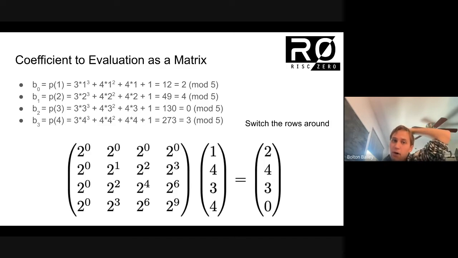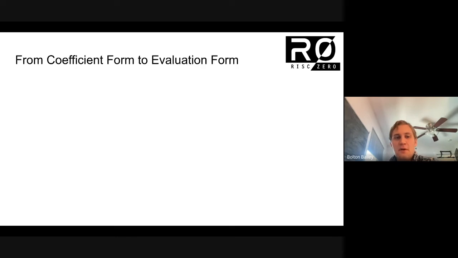So if there are no real questions about this, I'll move on to presenting how to do this fast coefficient form to evaluation form trick. And I'll present it in a way that's relevant to the other things that are done in the FRI protocol.